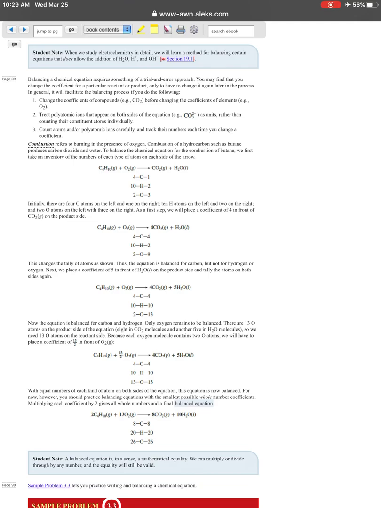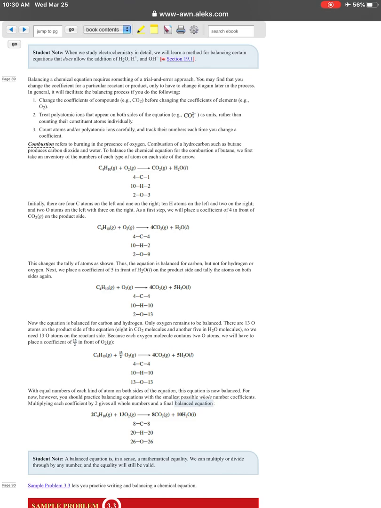Now there are 4. This changes the tally of atoms as shown. 4 carbons on both sides. 10 hydrogens on the left, 2 on the right. 2 oxygens on the left, 9 on the right. Thus, the equation is balanced for carbon, but not for hydrogen or oxygen. Next, we place a coefficient of 5 in front of H2O liquid on the product side and tally the atoms of both sides again.